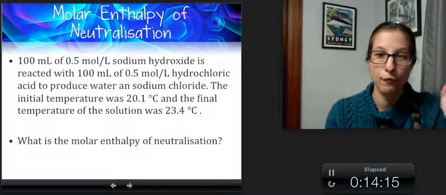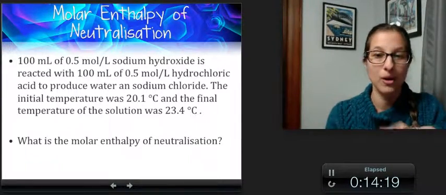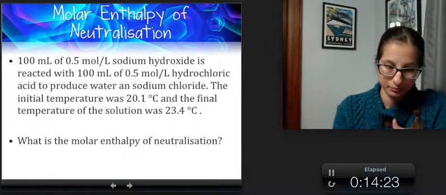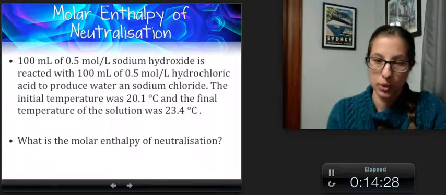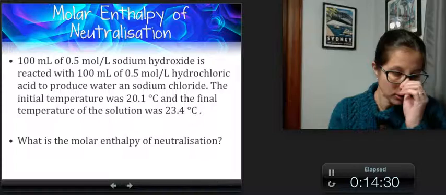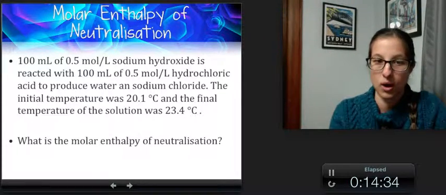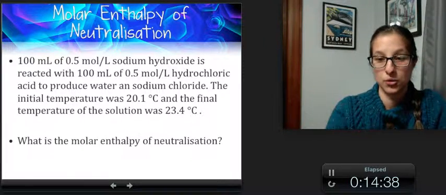So you've been given volume and you've been given concentration. So you have to remember how to find moles from that. This is from grade 11. Okay? Now it says the initial temperature of both of them was 20.1 degrees Celsius, and the final temperature of the solution was 23.4 degrees Celsius, so it went up by a little bit. It's asking what is the molar enthalpy of neutralization.